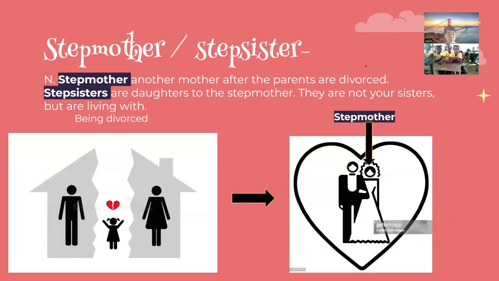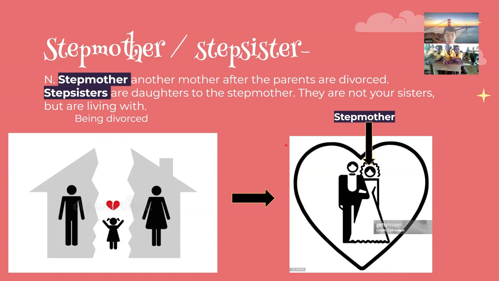The next words, a couple of words that I feel like you guys may not be too familiar with, are stepmother and stepsister. So they are both nouns. So stepmother is another mother after the parents are divorced, and stepsisters are daughters to the stepmother. So stepsisters aren't your actual sisters, but who you are living with. So on the left is just a picture of parents getting divorced. So when the parents maybe get in an argument, they might decide to live separately. So that is being divorced on the left.